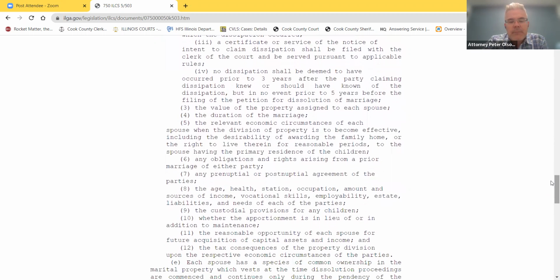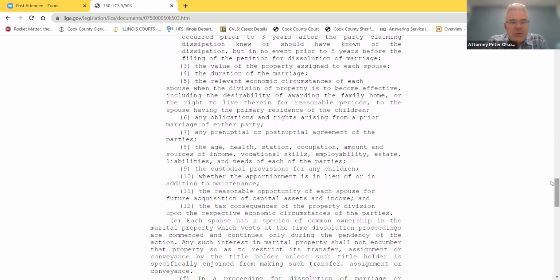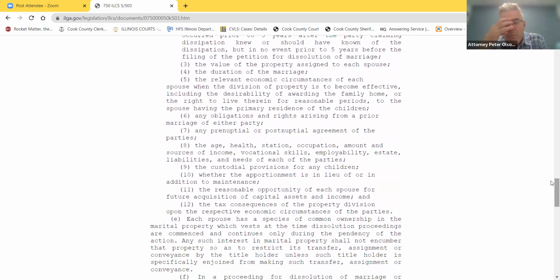Let's see. The duration of the marriage, I think, matters. The relevant economic circumstances of the parties, the age, health, station, occupation. I find that those couple there are basically sort of the earning potential of each spouse, right? And sort of the age of each spouse.